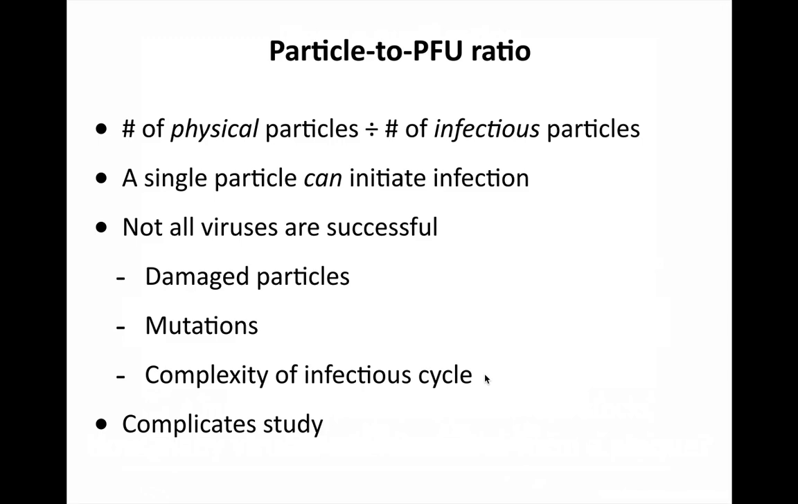Why am I telling you this? Well, this can complicate the study of viruses, because if you have a particle-to-PFU ratio, say, of 10,000 to 1, and let's say you're infecting cells with a virus and looking at it in the electron microscope, how do you know which particles are actually moving along the infectious cycle? You don't know, because if 10,000 are non-infectious, that is really a problem. So people have tried to work with viruses that have particle-to-PFU ratios that are as close to 1 as possible.